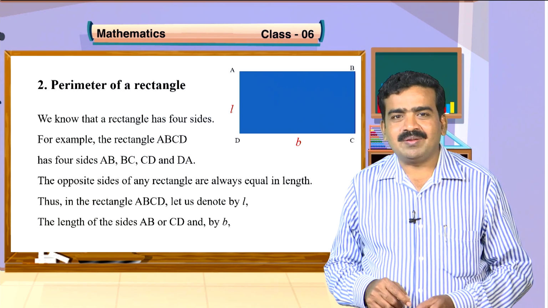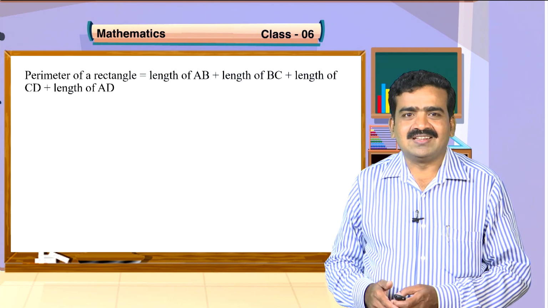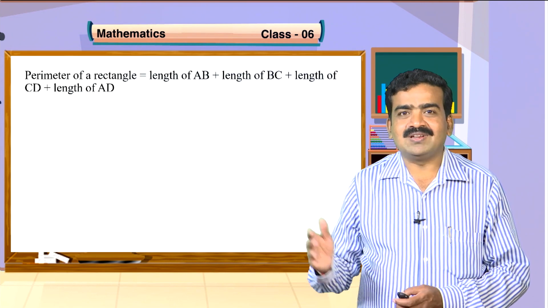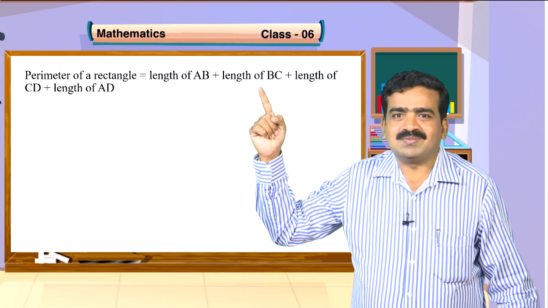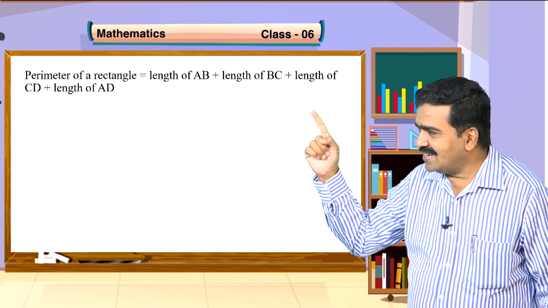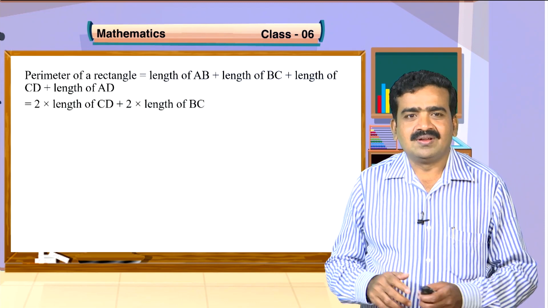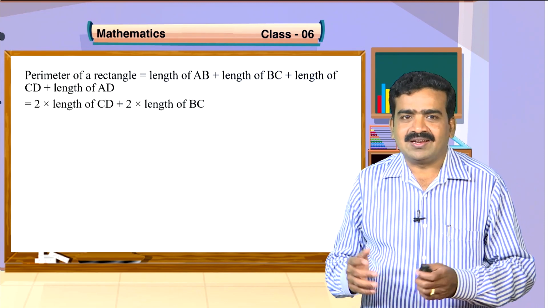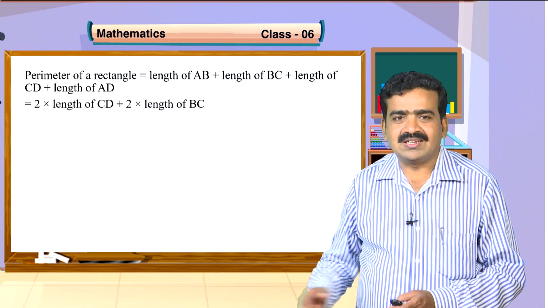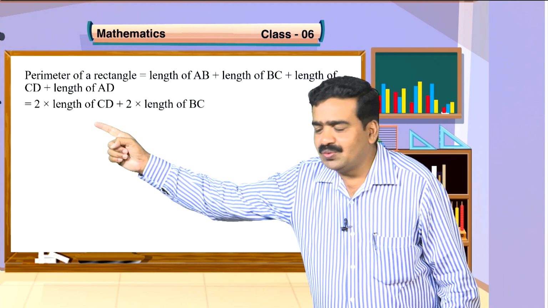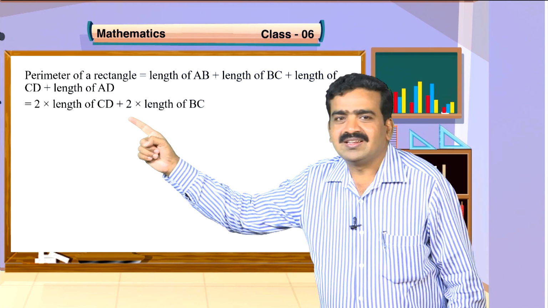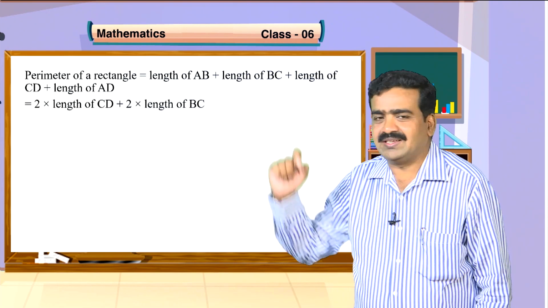Then how to find the perimeter? It is easy. The perimeter of a rectangle is equal to the length of side AB, length of side BC, length of side CD and length of side AD. Now, which is equal to, I already told you, opposite sides are equal. That is why it is going to be represented as 2 into length CD plus 2 into length BC.